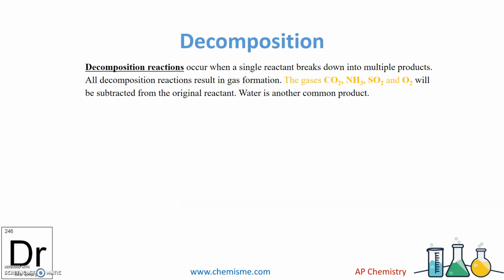They occur when you have a single reactant breaking down into multiple products. Most of the time, this results in gas formation. The gases that you should write down somewhere in your notes, but maybe even on your reference table, are CO2, NH3, SO2, and oxygen, and they're going to be subtracted from your original reactant, because remember, synthesis, we added them together. So for decomposition, we're going to subtract out some pieces.